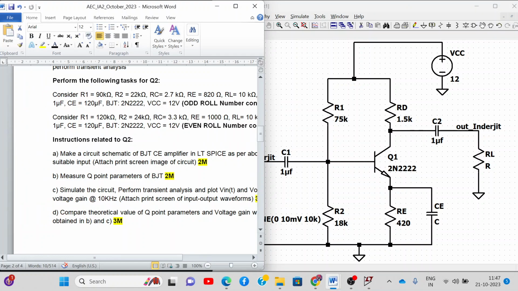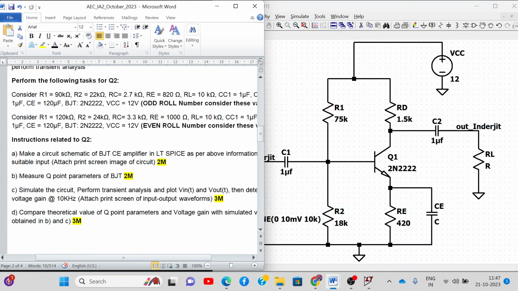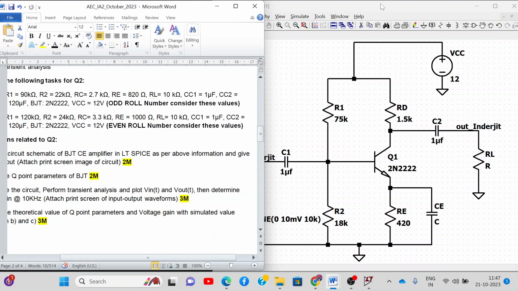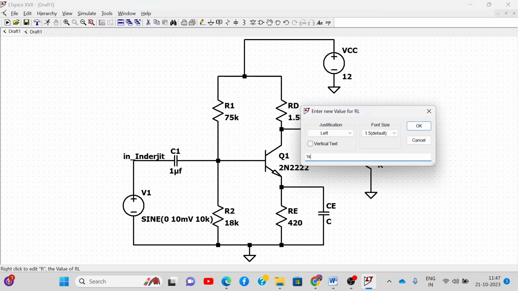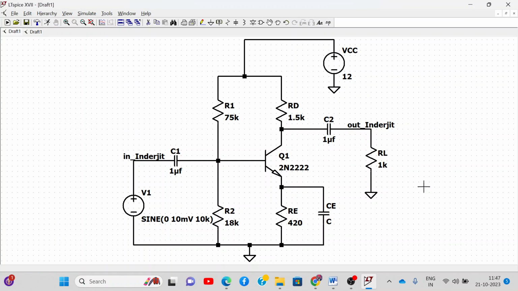So the first thing is to make the circuit schematic as per the given information and give a suitable input. That is what I have done. Now I'll take a print screen of this. Okay, RL value has to be put, that is around, let's say, take it as 10k or 1k. Let me see.